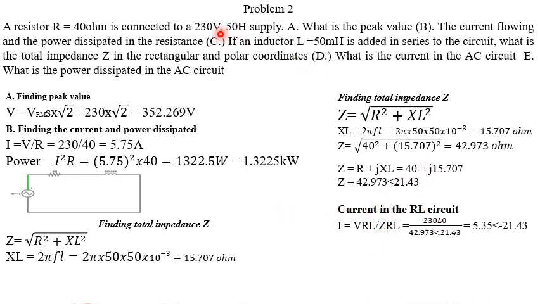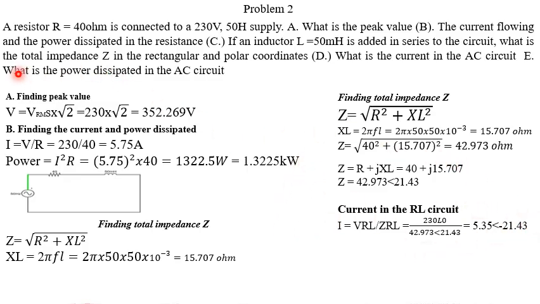The voltage in the RL circuit was 230 angle 0, because we didn't know the phase. And what was the impedance in the RL circuit? The impedance was 42.973 angle 21.43. So doing that, we get our answer as 5.35 angle minus 21.43. Then that becomes our current.